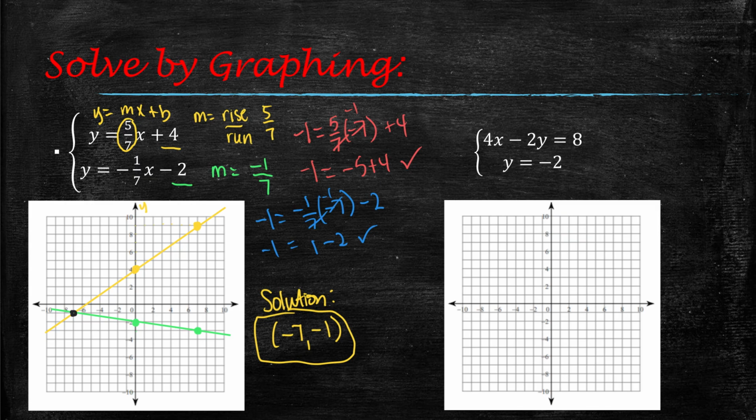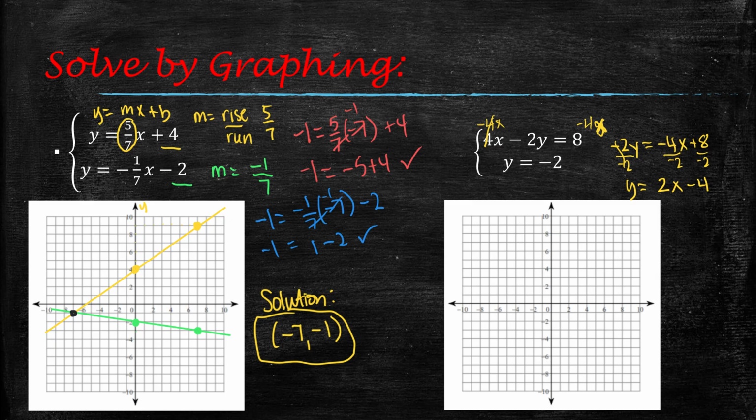All right, let's move on to this next one. This next one is not in slope-intercept form, so the first thing you have to do is get your y by itself. I'm going to subtract 4x from both sides. Whoops, 4x, not 4y. Then you're going to have negative 2y equals negative 4x plus 8. Then divide everything by negative 2 to get your y by itself. So you'd have y equals negative 4 divided by negative 2, which is positive 2x, and then 8 divided by negative 2 is minus 4.